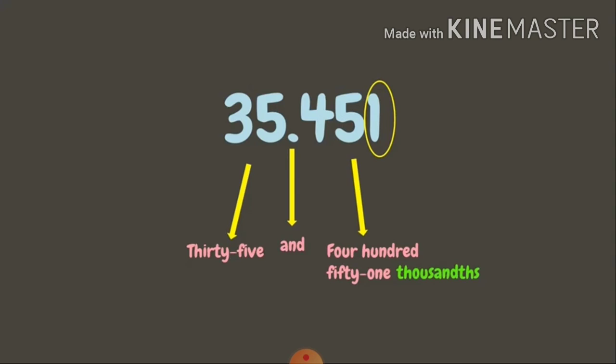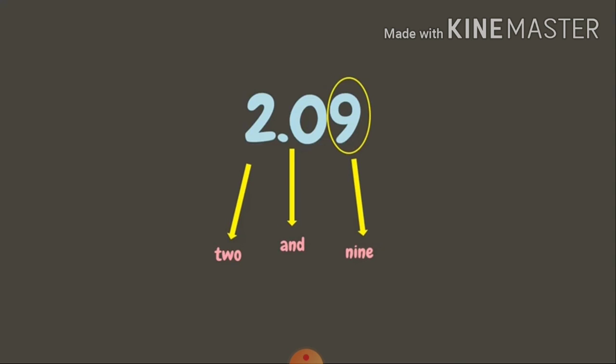Let's have another example. 2.09. First, we read the whole number, which is 2. And then the decimal point as "and". And the decimal part as 9. Let's add the place value of the last digit, which is 9. The place value of 9 is hundredths. Therefore, we read this decimal as 2 and 9 hundredths.